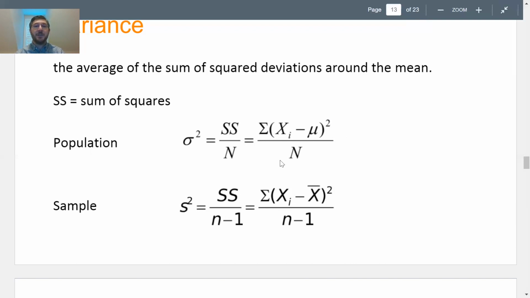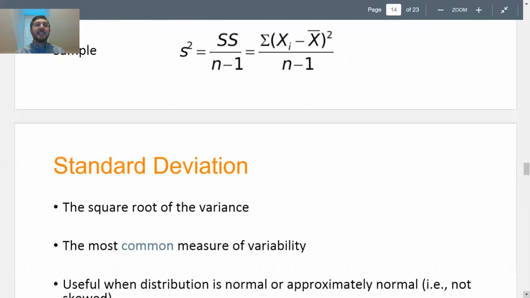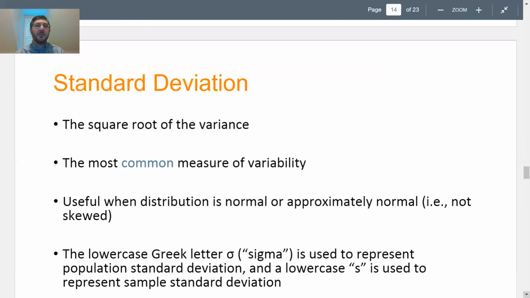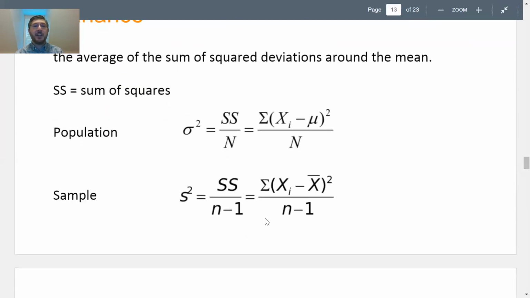Well, in this case, for a population, we divide by the population size. For a sample, we divide by the sample size minus 1. It's been shown that subtracting 1 from the sample size gives us a better estimate of the population variance. And standard deviation and variance are related. Standard deviation is just the square root of the variance. So we would still take this formula, calculate the variance, and then take the square root of the variance to get the standard deviation.